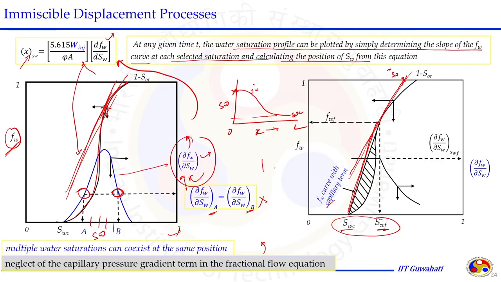So if our front is moving from injection to production like this, the front moves up to this point, then this SW average is just behind this front. What is the average water saturation? That we can calculate using this slope. So the immiscible displacement process is very useful to calculate or understand many phenomena that happen in a two-phase flow system, where the phases are immiscible in nature and flowing in one direction.